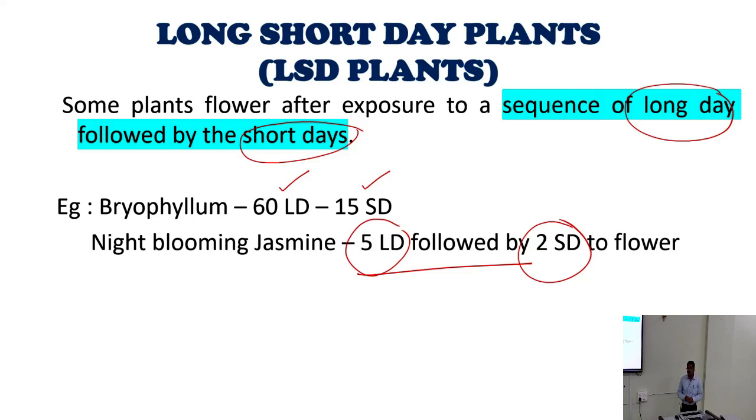So I think you understood the classification of the plants. Who proposed this classification? This was proposed by Garner and Allard. Now we can see there are short day plants, long day plants, day neutral plants, short long day plants and long short day plants. This is what we understood.